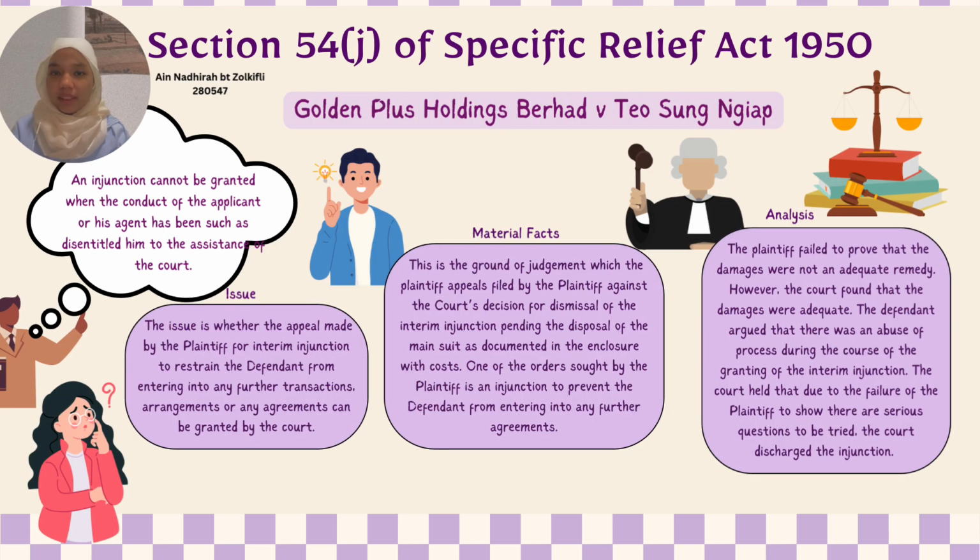Subsection (j) explains that an injunction cannot be granted when the conduct of the applicant or his agent has been such as to disentitle him to the assistance of the court. By virtue of the case of Golden Plus Soltis Berhad against Teo Sang Yap, the court held to dismiss the injunction due to the failure of the plaintiff to show there are serious questions to be tried, together with the fact that there was an abuse of process during the course of granting the interim injunction.